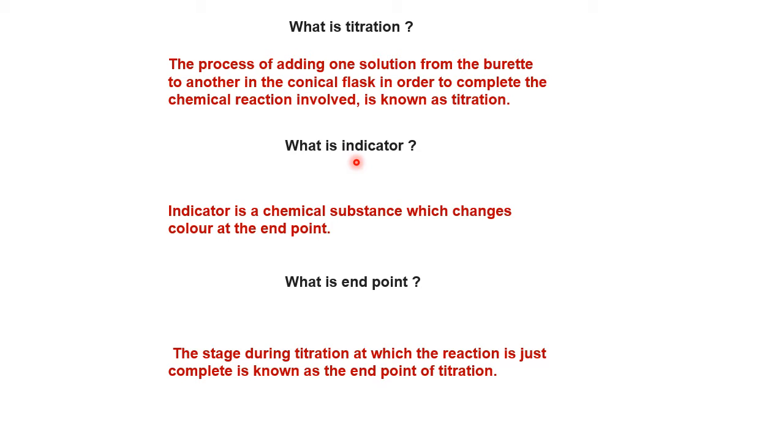Okay, that is called what? A chemical which gives color indication, and they are called what? Indicators. Many indicators you have learned: methyl orange, phenolphthalein, litmus, okay, KMnO4. So all these are examples of indicators.